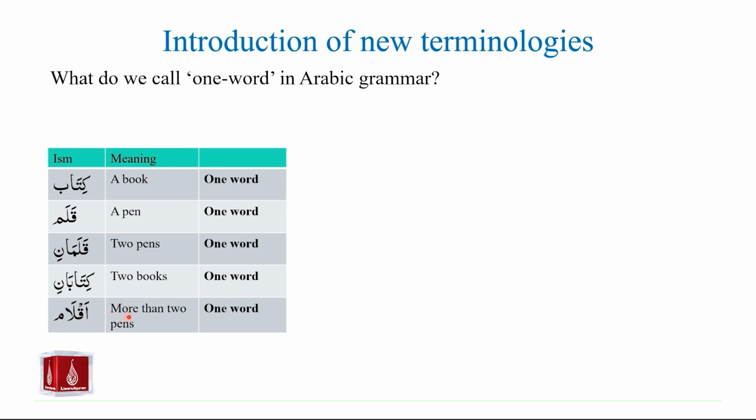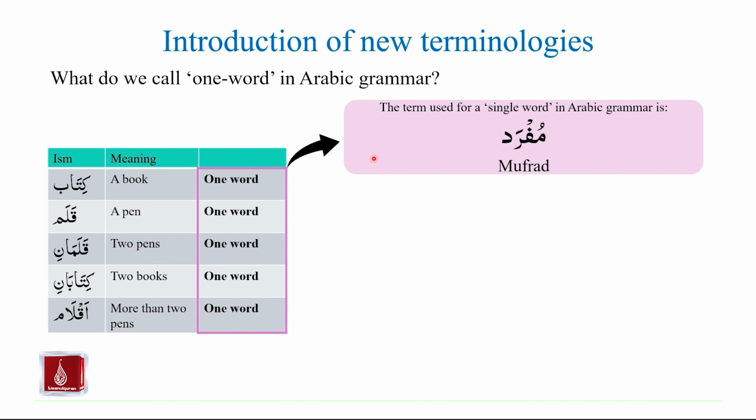Aqlam is plural for qalam. It means more than two pens, but aqlam is also one word. So kitab, qalam, qalamani, kitabani, aqlam, these are all examples of one word. The term which is used for a single word in Arabic grammar is mufrad. So mufrad is the term that will be used for a single word in Arabic grammar.